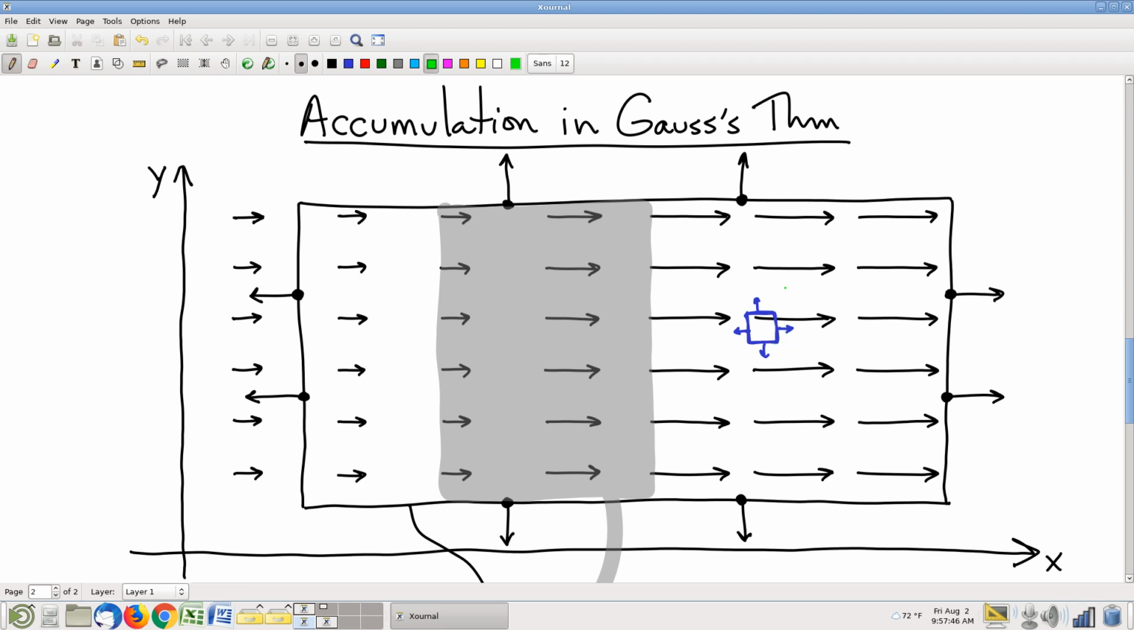Whereas over here, on this back left face, let's call it, there's going to be a significant amount of flux. The field is pointing in the opposite direction. The normal vector is pointing that way, and the field is going that way. On this face, we're going to have a large negative amount of flux.